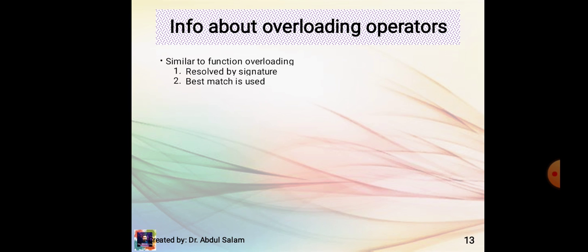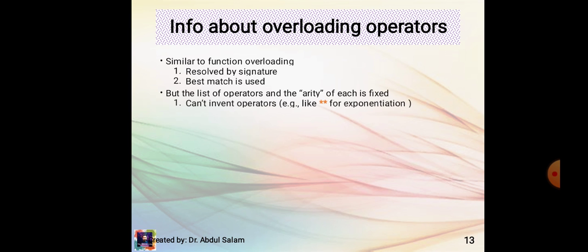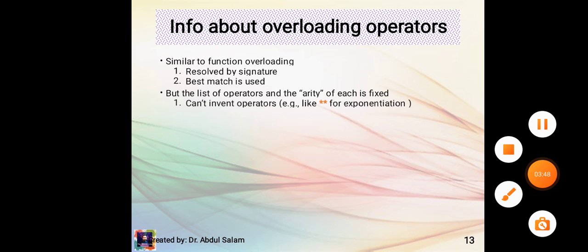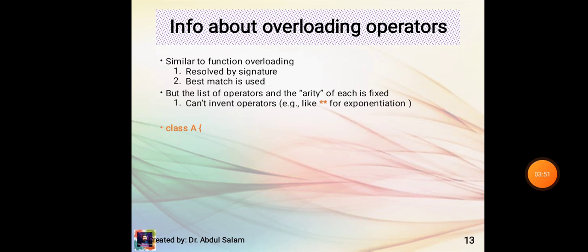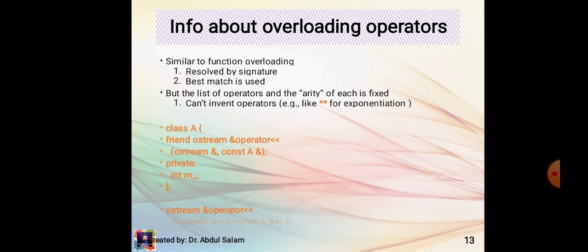Some information about overloading operators. Similar to function overloading, it is resolved by signature and the best match is used, but the list of operators and the arity of each is fixed. You can't invent operators like star-star for exponentiation. Class A, then private, then ostream and operator.